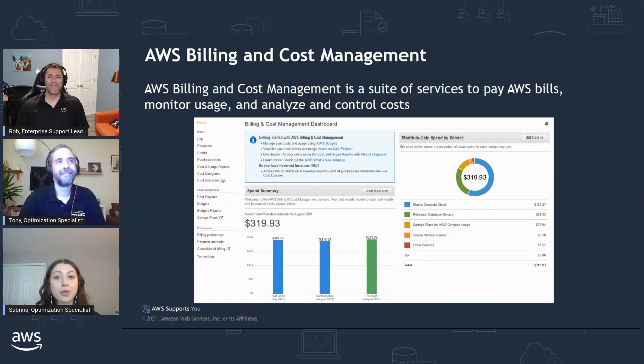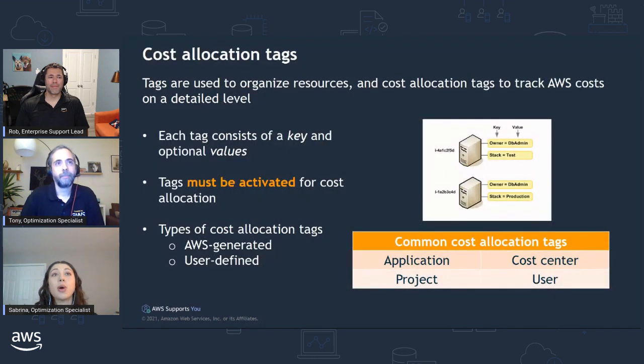Great. So moving on to cost allocation tags. A tag is a label that you or AWS assigns to an AWS resource. Each tag consists of a key and an optional value, and a key can have more than one value. You can use tags to organize your resources and activate specific tags for cost allocation to track your AWS costs on a detailed level. After you activate cost allocation tags, AWS uses those tags to organize your resource costs to make it easier for you to categorize and track spend.